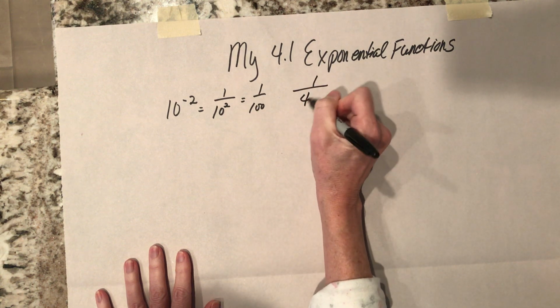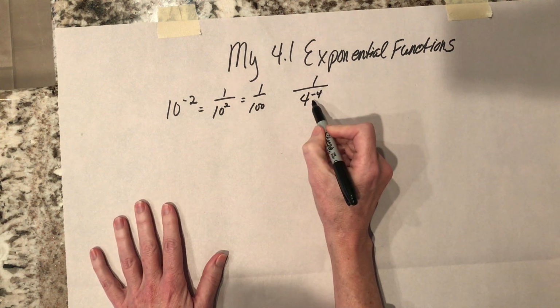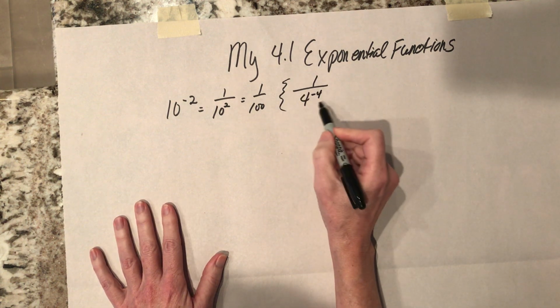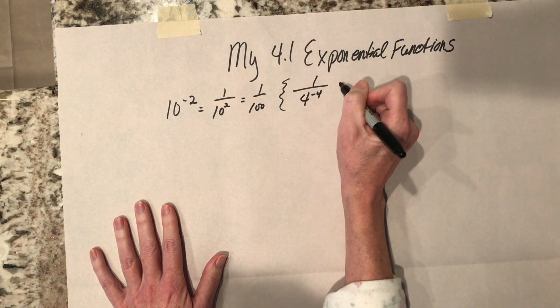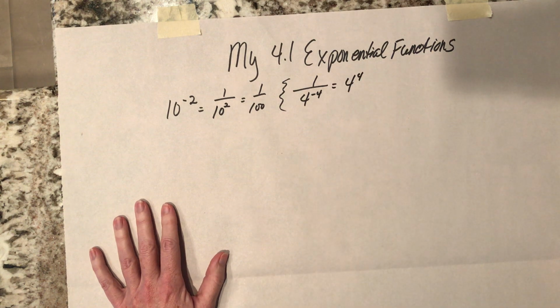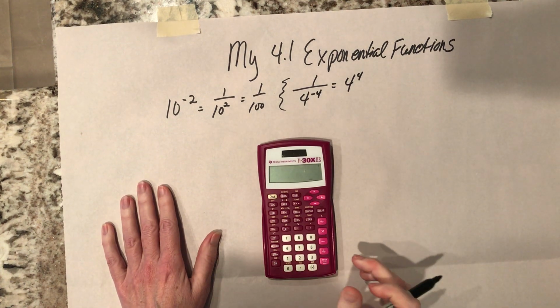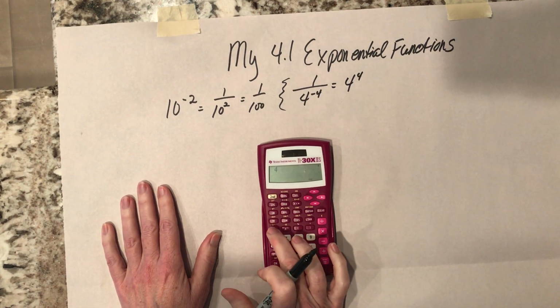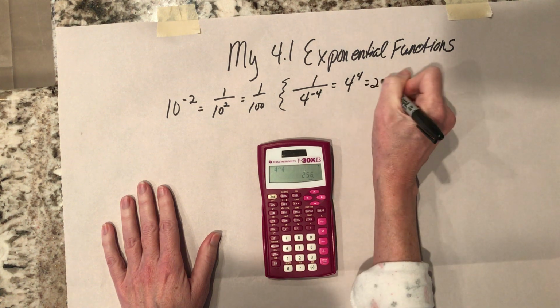Next, 1 over 4 to the negative 4. Again, the negative exponent says move it. This is in the denominator, so you want to move it to the numerator. So we're going to get 4 to the 4th power. If you're not sure what that is, you can easily handle it on your calculator. 4 raised to the 4th power gives you 256.